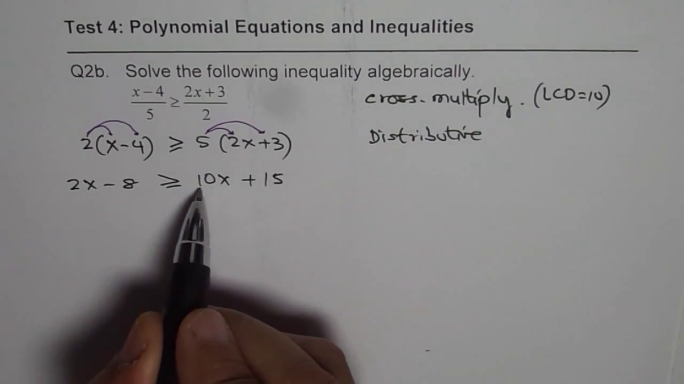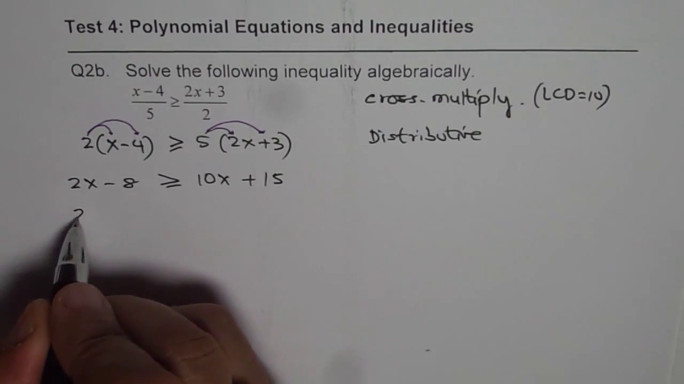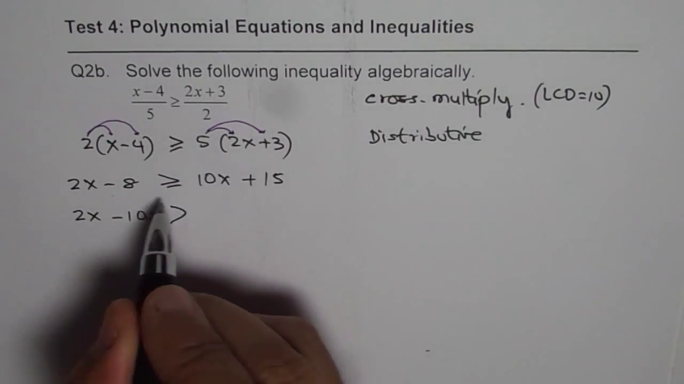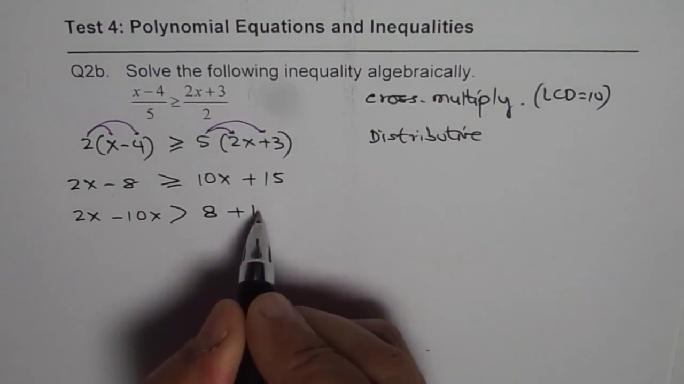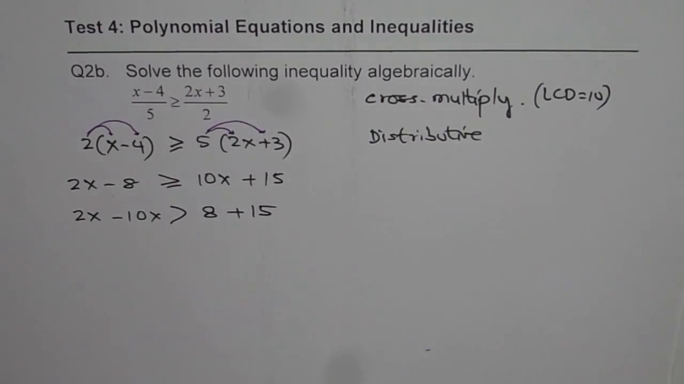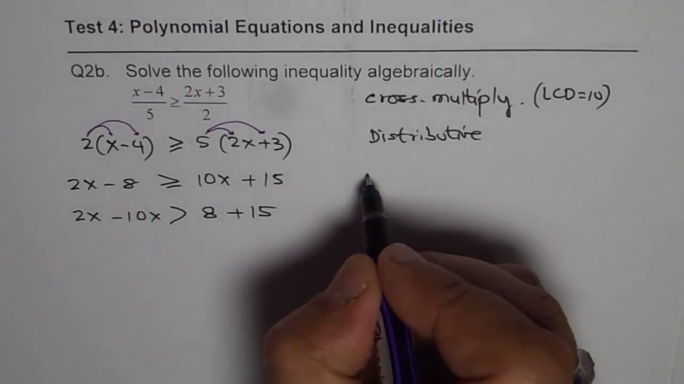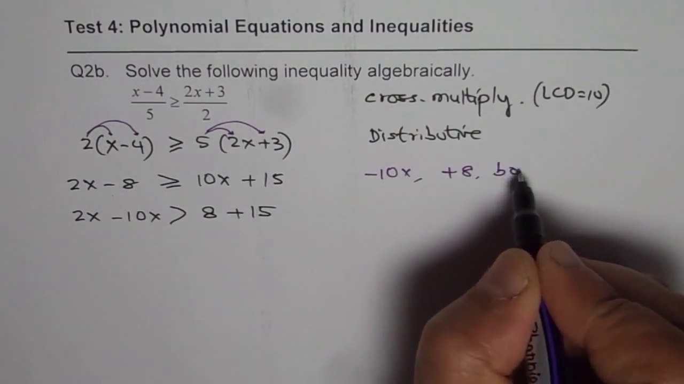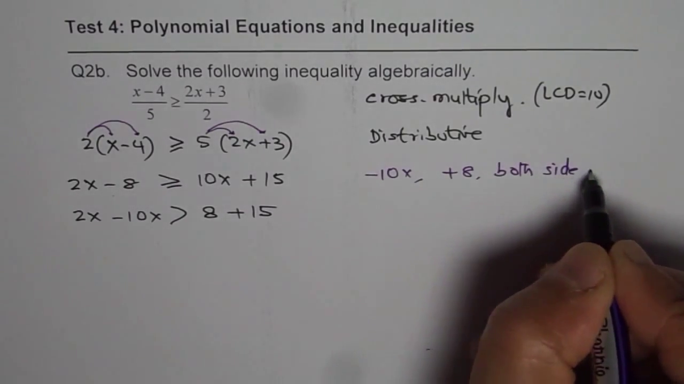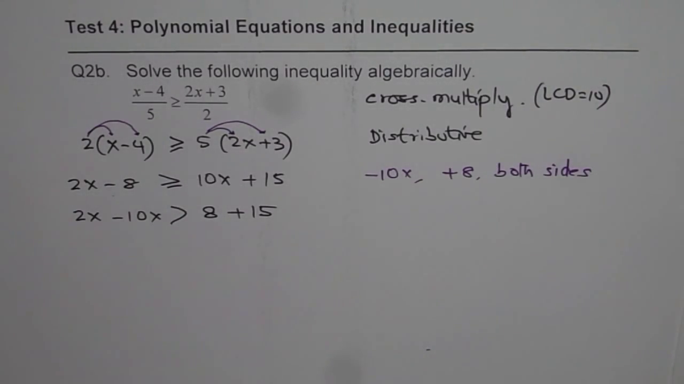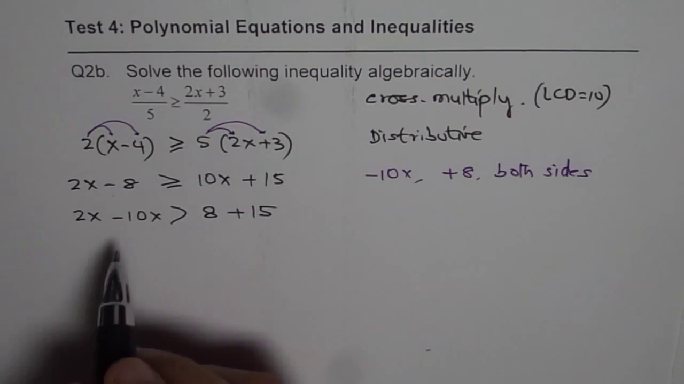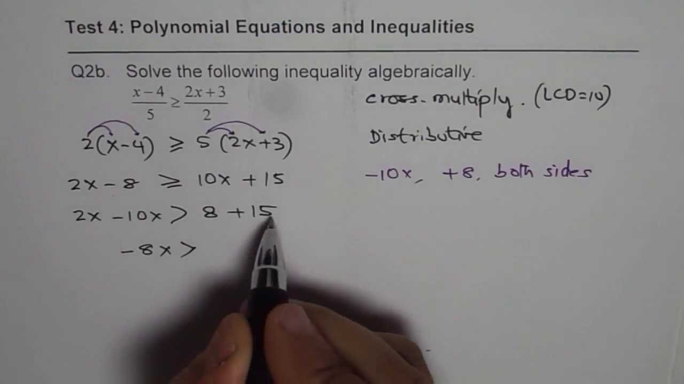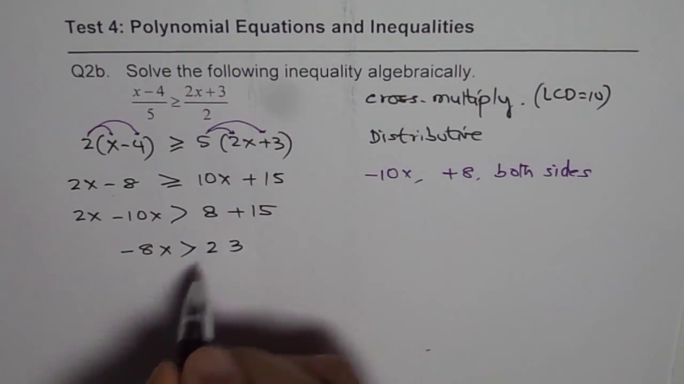So I'll do minus 10x on both sides. So we get 2x minus 10x, and I'll add 8 on both sides. So when you add 8, you get 8 plus 15, correct? So at this stage, what we have really done is that from both sides, we have subtracted 10x, and we have added 8 on both sides. So that's what we get. Now you can combine the like terms. You get minus 8x is greater than or equal to 8 plus 15, which is 23.